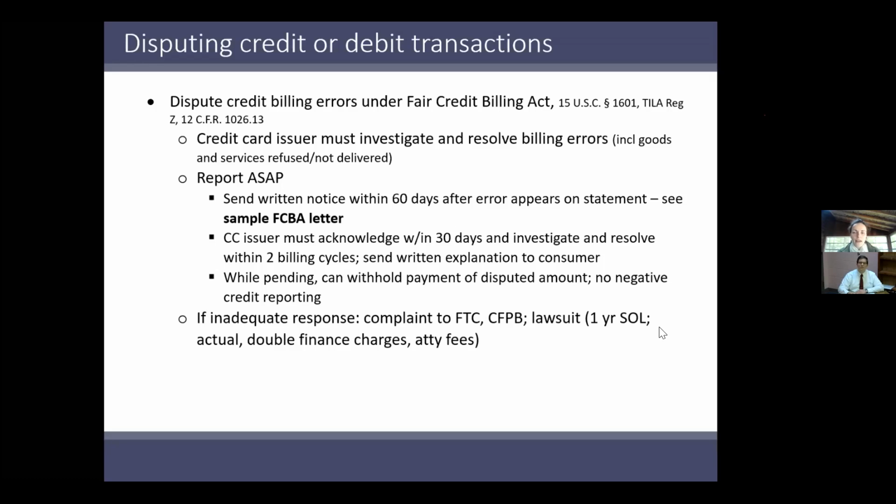If you don't get a satisfactory response, advise your client that they can make a complaint to the Federal Trade Commission, to the CFPB, that's the Consumer Financial Protection Bureau. And there's also a private right of action under the statute. There's a 1-year statute of limitations, and you can get actual damages and finance charges and attorney's fees. I don't know how many people in the state are bringing these cases. I personally am not, but I always advise people of that if they're not happy with the response.